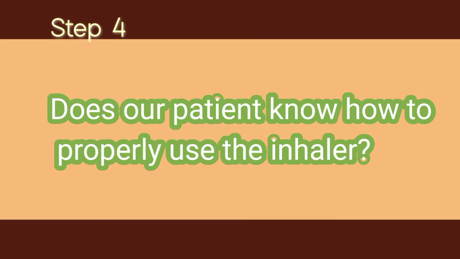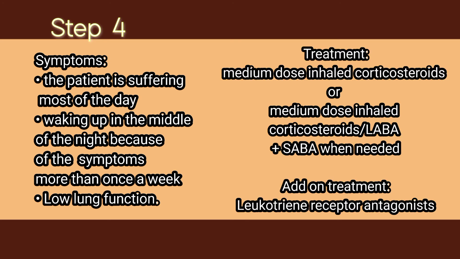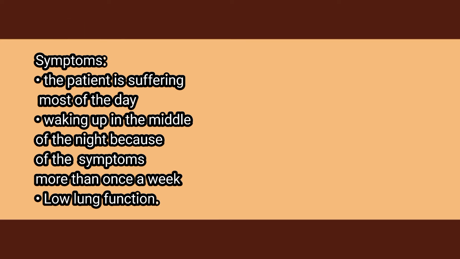We start step 4 by checking for patient adherence. Does our patient know how to properly use the inhaler? Symptoms of step 4 mean that the patient is suffering most of the day, waking up in the middle of the night because of the symptoms more than once a week, and even shows low lung function. The treatment starts with medium-dose inhaled corticosteroids or medium-dose inhaled corticosteroids with long-acting beta-2 agonists, with short-acting beta-2 agonists when needed. We can even use add-on treatments such as leukotriene receptor antagonists.